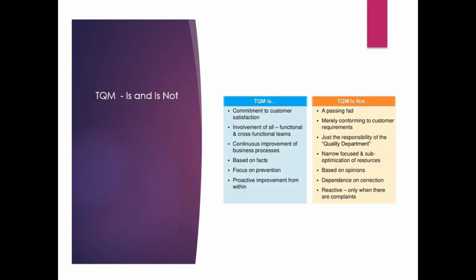So TQM, what it is and what it is not. This little spreadsheet here just details out what TQM is. It's a commitment to customer satisfaction, and all functions and all cross-functional teams within the site are involved in TQM. It's a continuous improvement business ethos. It's based on fact. It focuses on prevention, and it's a proactive improvement from within. So we don't wait for an error or a quality deviation to occur before we implement TQM. TQM is built into the process.